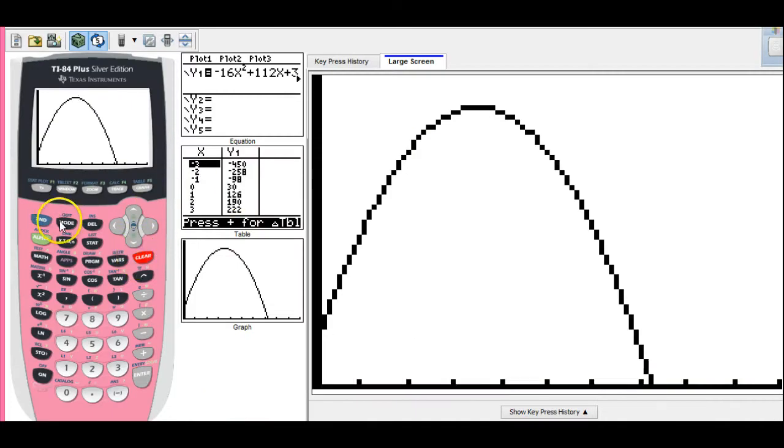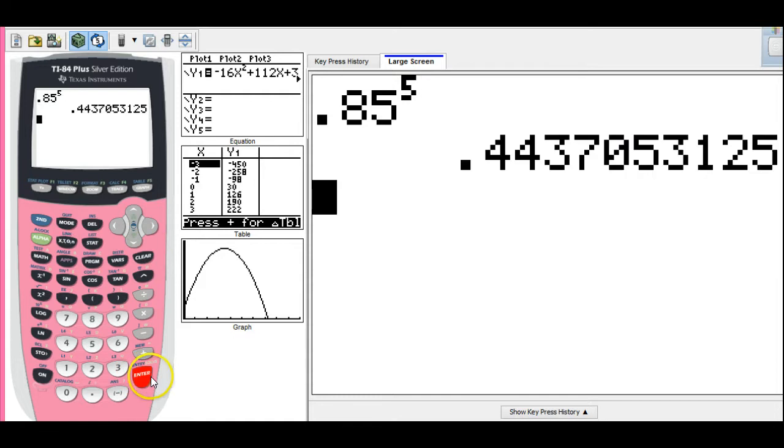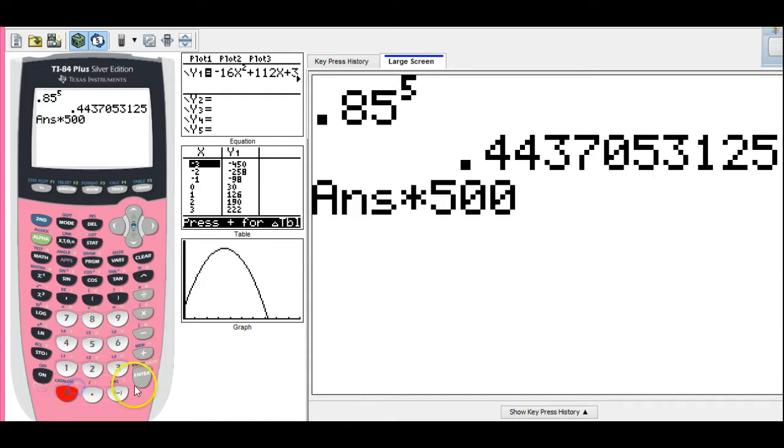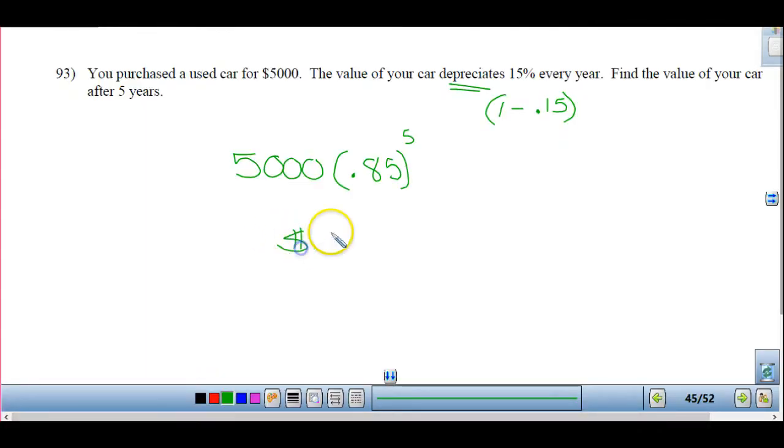So if I get out of here and I go 0.85, and then remember this is to the 5th power, and hit enter. Make sure you hit enter, and then you can multiply by your $5,000 and hit enter. This is going to be the value of your car. Make sure you write it down correctly because we're talking about money. So about $2,218.53 is what your car is going to be worth after 5 years.